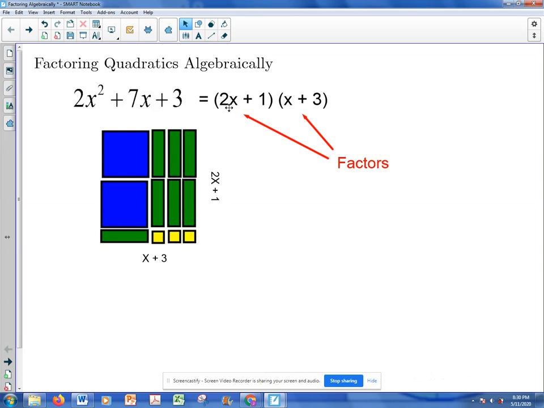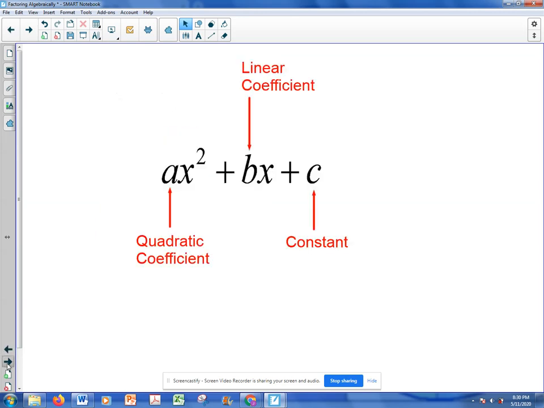So the factors are the parts that you multiply together to get the original quadratic. So 2x plus 1 and x plus 3 are the two factors of 2x squared plus 7x plus 3. All right, to be able to do this, we've got to get some terminology down.